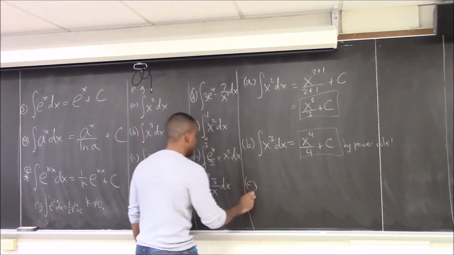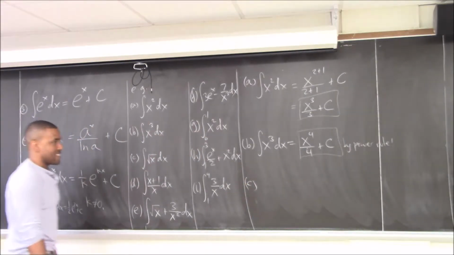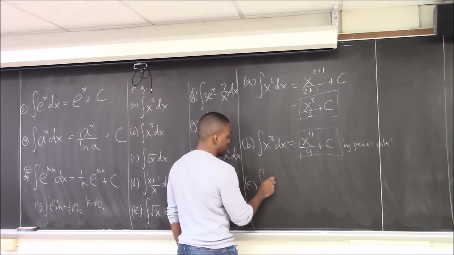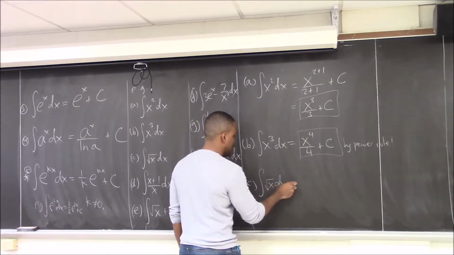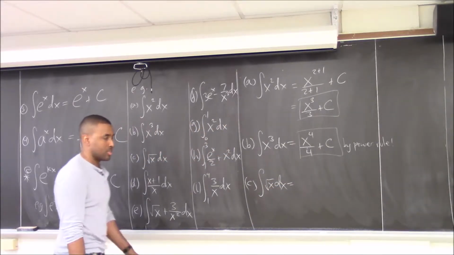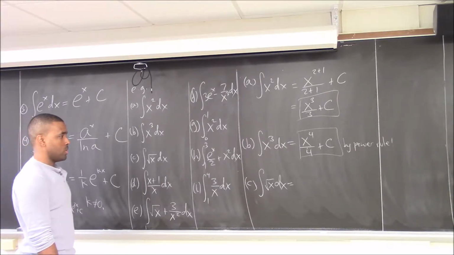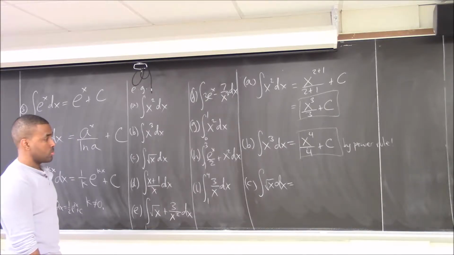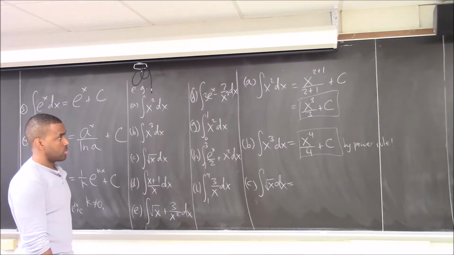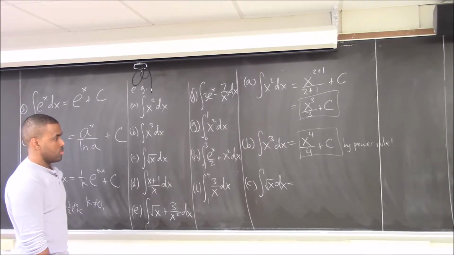Okay. C. Okay, now this one looks sort of complicated. Yes. Is it x to 3 over 2 over 3 over 3?